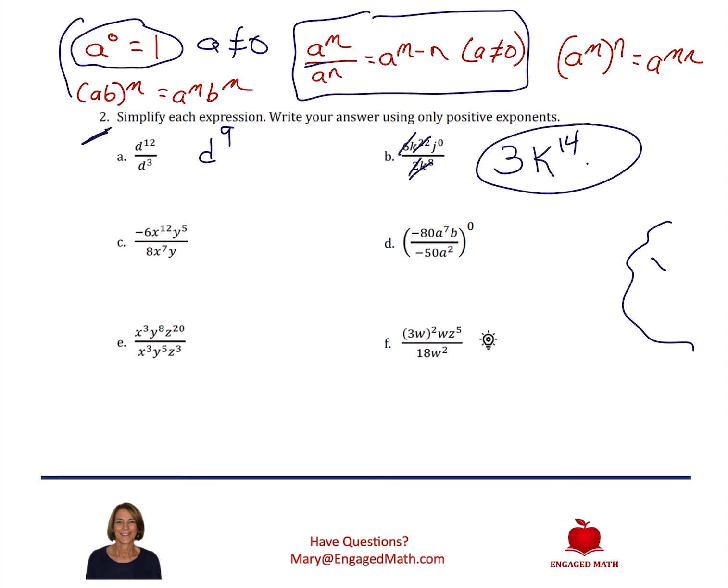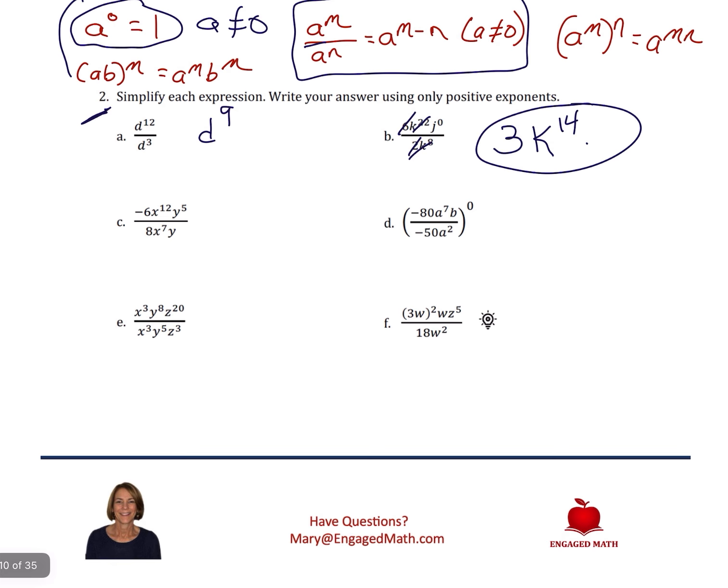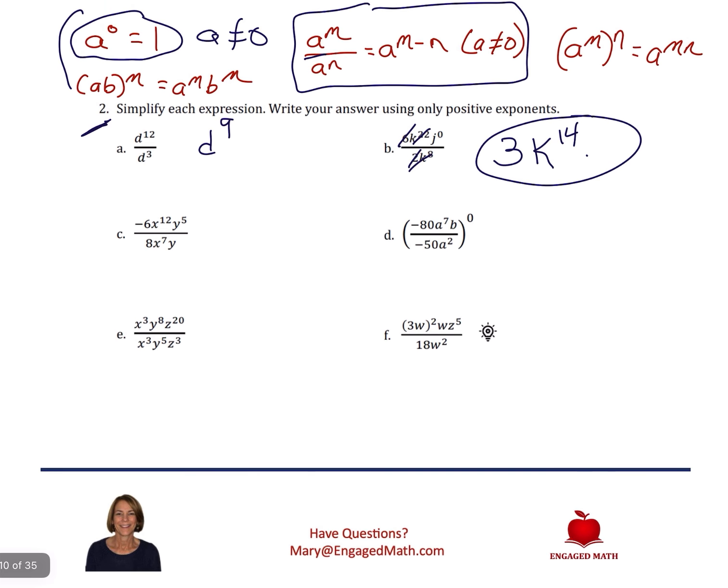Okay, let's go to the next one. In problem C, what we're going to do is once again reduce that negative 6 over 8. And we know that that reduces, from the old days when you first learned how to reduce fractions, to negative 3 over 4.